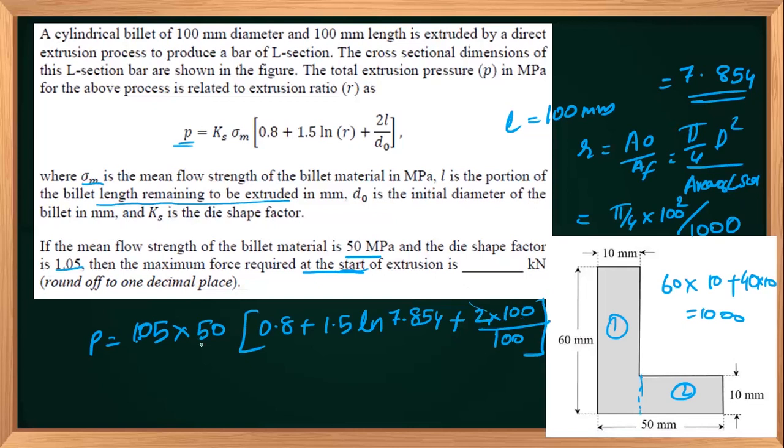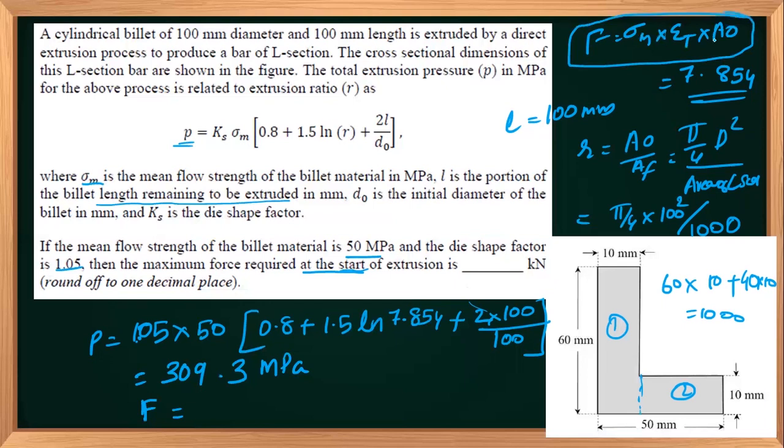This will be equal to 309.3. What will be the unit? This is unitless, this is also unitless, and this will be exactly the same unit as sigma, and sigma is in MPa, so this will be in MPa. P is given. Now we have to find out what is F, right? There could be a confusion, like you have the formula F equal to sigma m, or sigma average, multiplied by epsilon T into A naught.